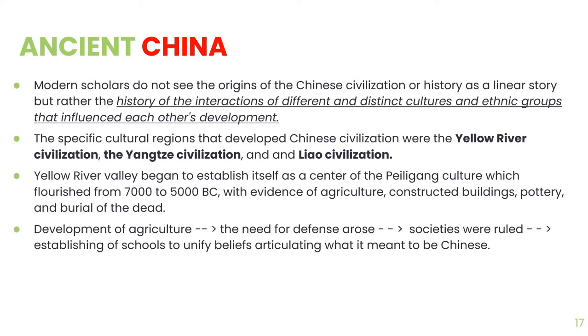So, ang naging development ng ancient Chinese civilization with agriculture, it came increased population. Okay? And with increased population, there was a need to secure and defend the society, and then societies were ruled by people, and then soon after, the community established schools in order to unify beliefs, articulating what it meant to be Chinese. So yan ang naging progress ng ancient Chinese civilization.